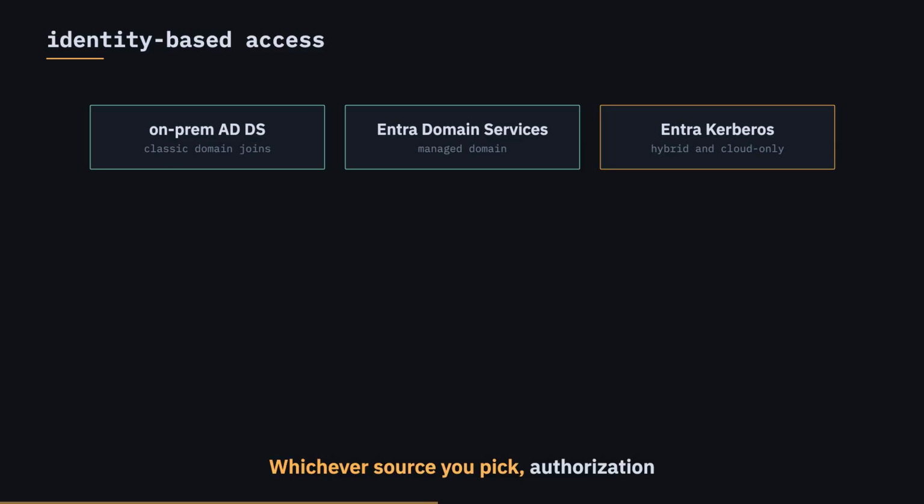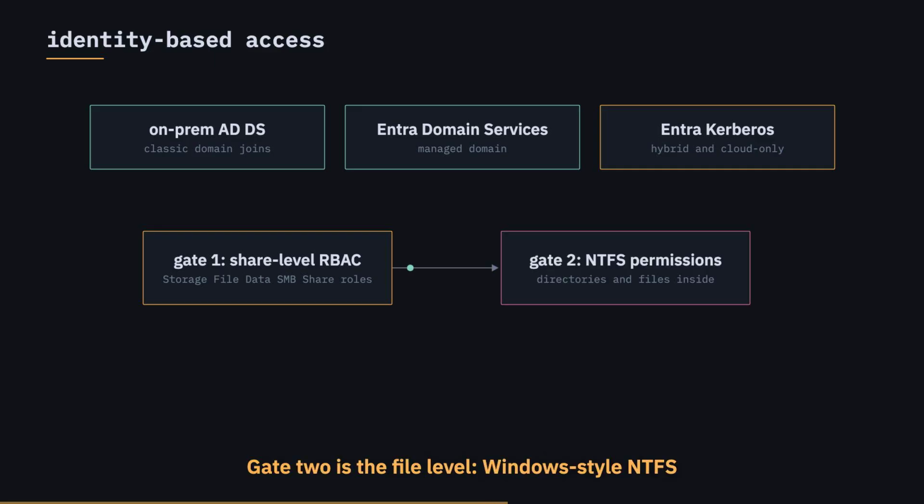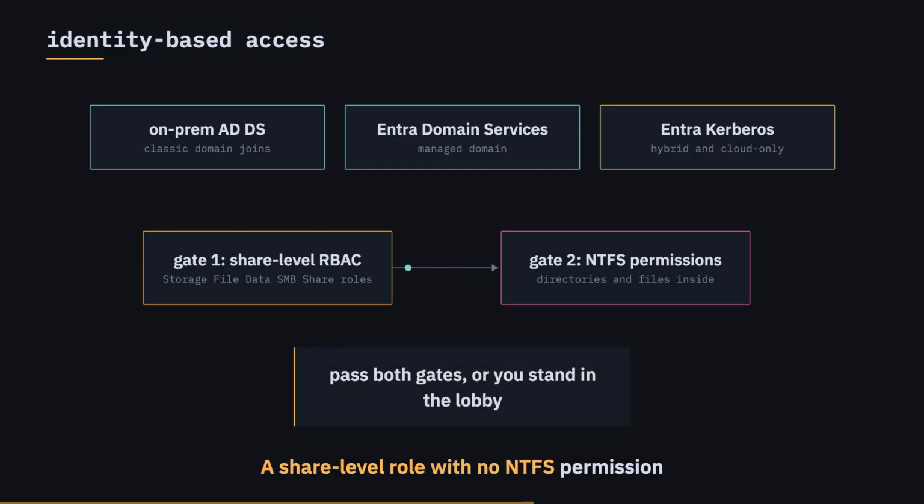Whichever source you pick, authorization happens at 2 gates, and the 2-gate model is the exam's favorite detail here. Gate 1 is the share level. An Azure RBAC role assignment, such as storage file data SMB share contributor, decides whether you may enter the share at all. Gate 2 is the file level. Windows-style NTFS permissions on directories and files decide what you can do once inside. You need to pass both. A share-level role with no NTFS permission gets you a locked door inside the lobby. NTFS permissions without the role never get you into the lobby at all.